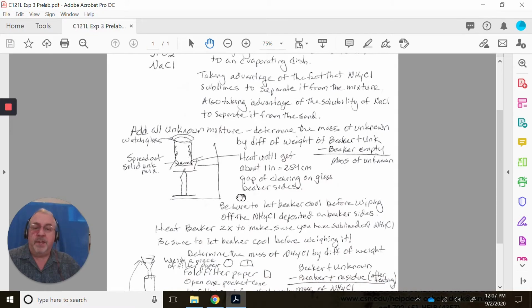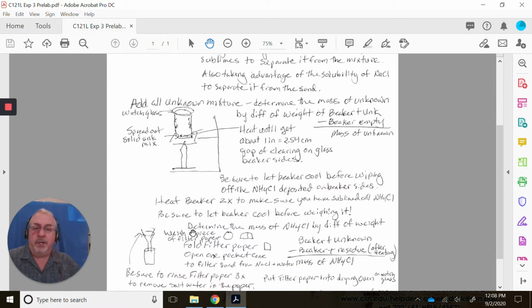A couple of safety notes is that, of course, if this thing is hot because we've been heating it with a Bunsen burner flame, we need to make sure that we cool it before wiping off any of the ammonium chloride. We also need to make sure that we cool it before we weigh it in the analytical balance. If you weigh it hot in the analytical balance, it'll actually cause a vortex of air, which will make the object appear lighter.